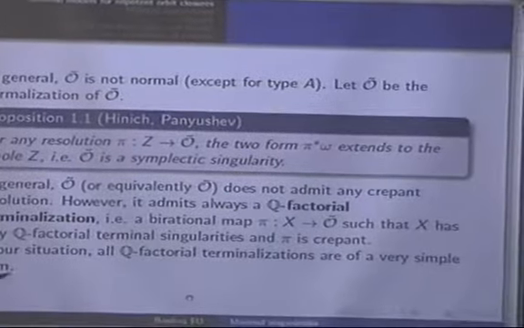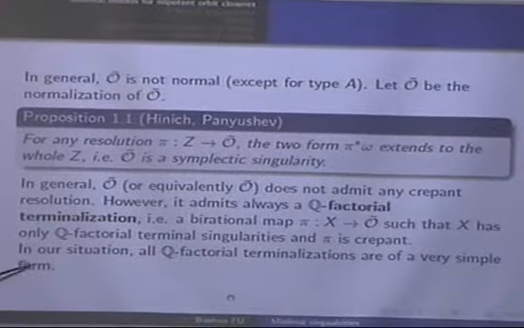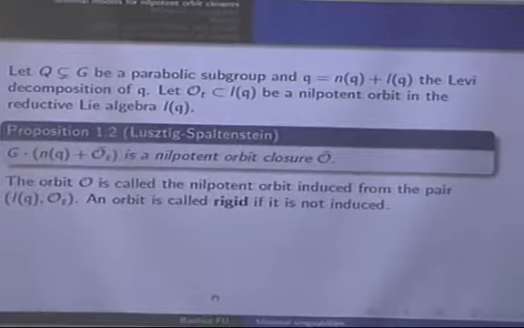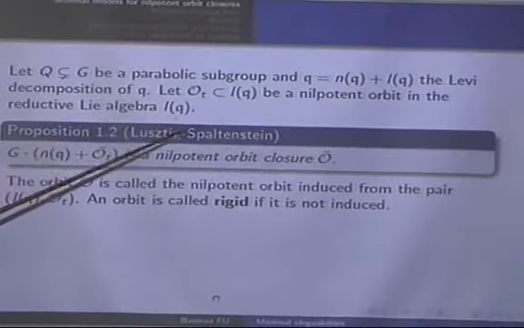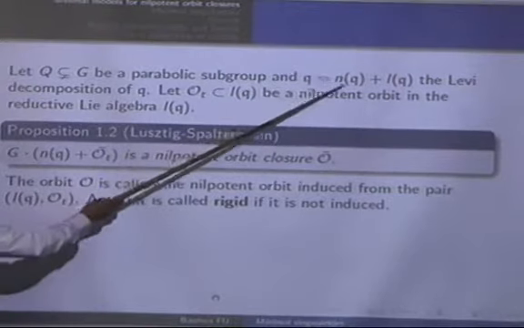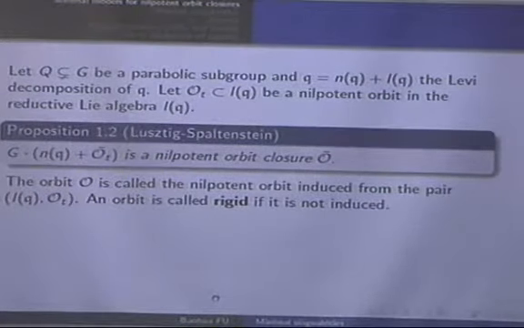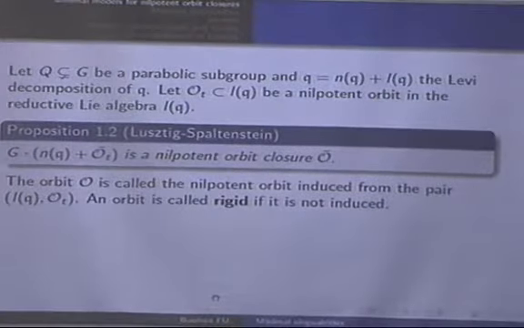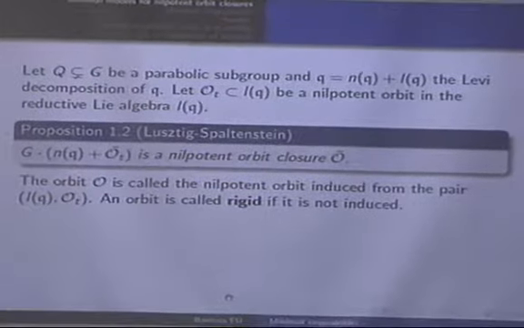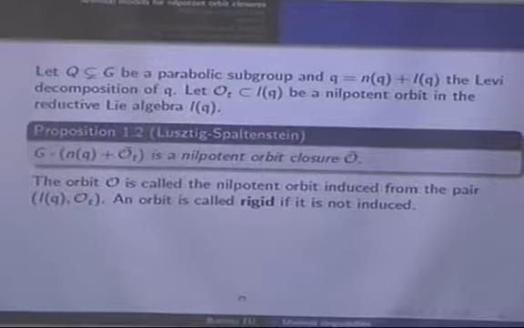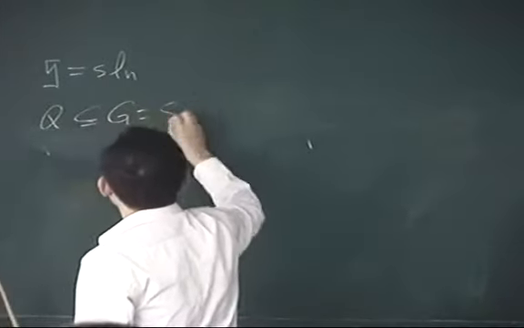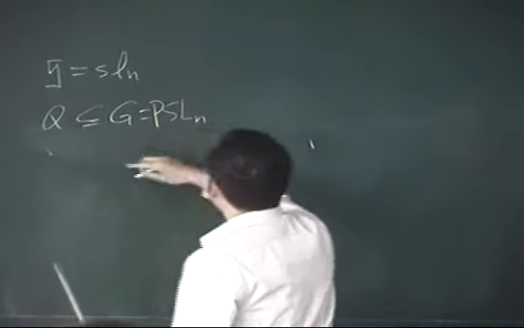To introduce this simple form, I will give some notation. Let me start with Q, a parabolic subgroup, and the small q is the Levi decomposition of Q. For example, in the case of SL_n this is very simple. You can consider all of this in terms of matrices. So Q, a subgroup of G, is, say, PSL_n, and then parabolic.